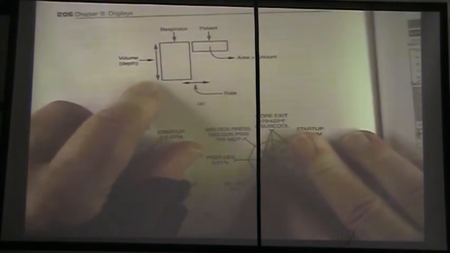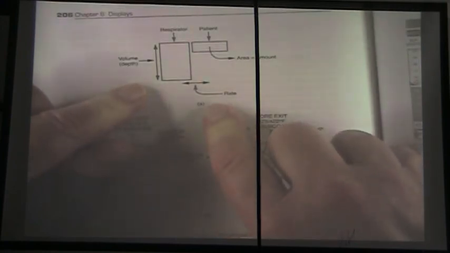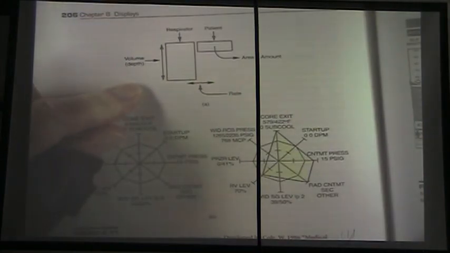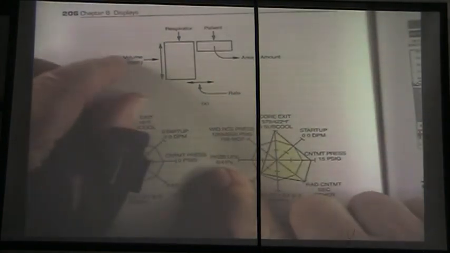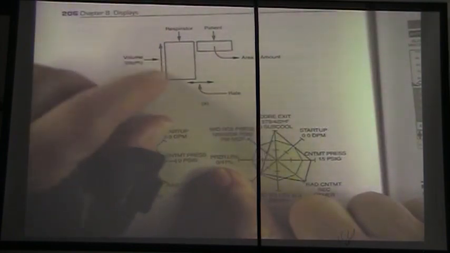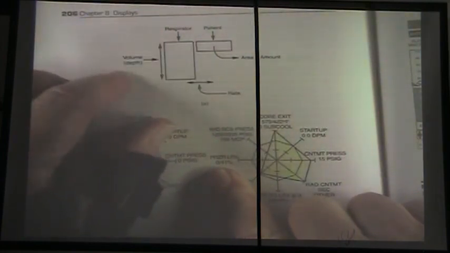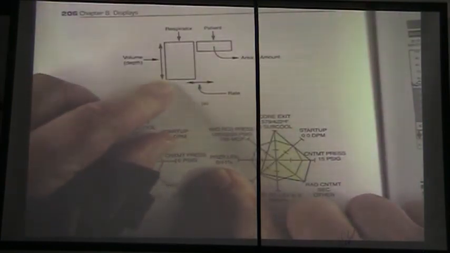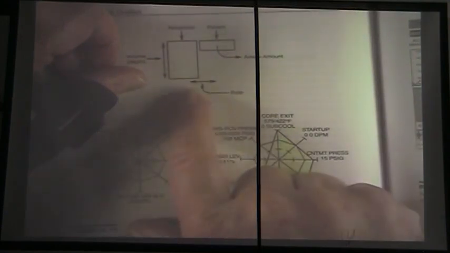This top one is for a patient that is on a respirator. Very timely right now. Right, so we see the volume that is going through the respirator by the depth of this rectangle, the amount the patient is breathing, and what is the rate between those.